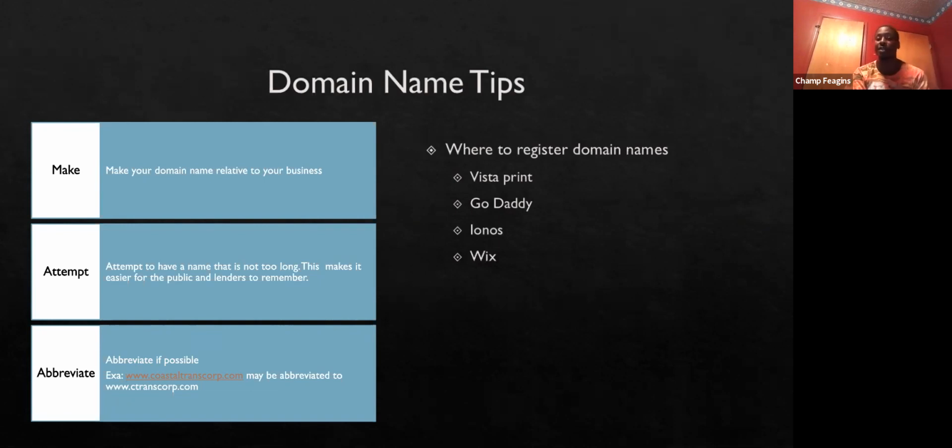Okay, where to register your domain names? I register mine on Vistaprint. You can go to GoDaddy, you can go to Ionos, you can go to Wix.com. Okay, and register your domain name for like $2 a month or something like that, right? So you can go there and register.